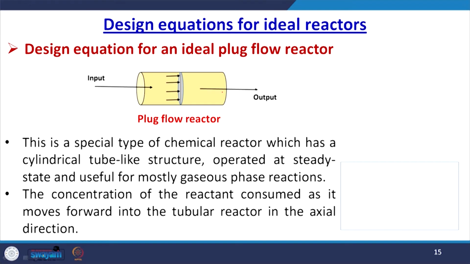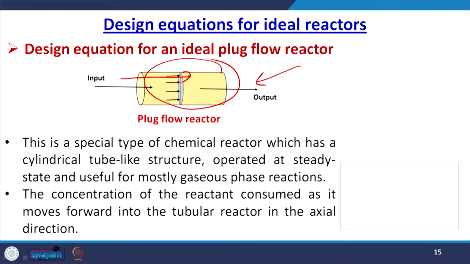Now let us have a look at the PFR, the plug flow reactor. This is the simplest diagram of the plug flow reactor. This is a special type of chemical reactor which has a cylindrical tube-like structure, operated at a steady state, and it's very useful for various gaseous phase reactions. When you require a gaseous phase reaction to be performed, then it's a very useful reactor for this.